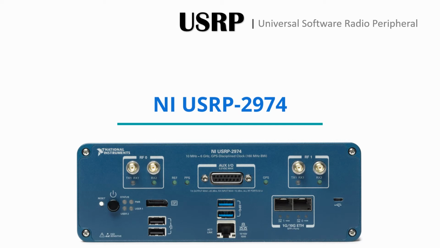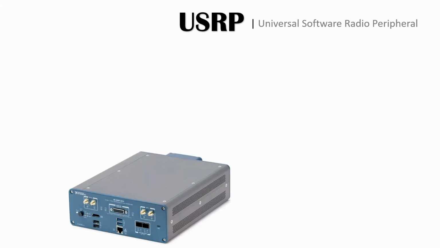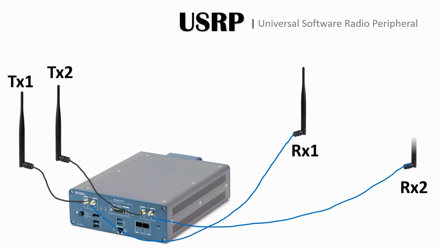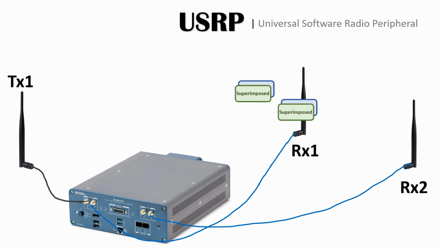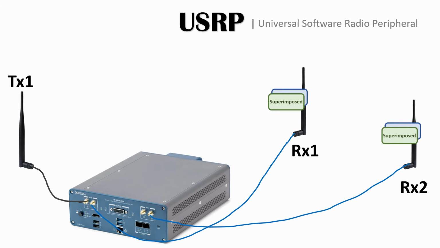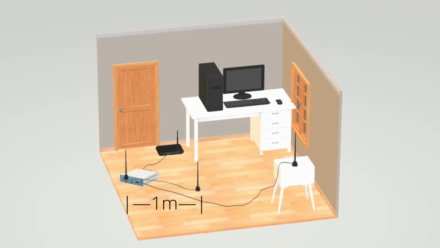The NI USRP 2974 is a transceiver with two transmitters and two receivers. USRP 2974 allows internal loop experiment. The network simulates a base station transmitting a superimposed signal to two different users, each with one antenna. The experiment is built in an indoor room. One of the users is 1 meter away from the transmitter. We call it the near user. The far user is 4 meters away from the transmitter.